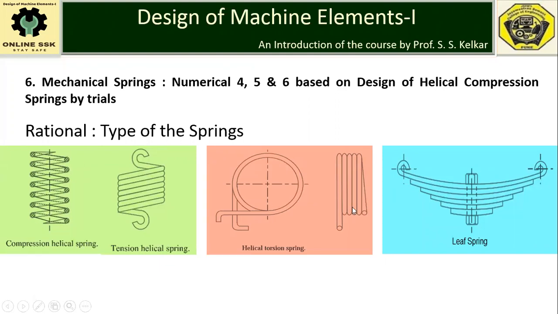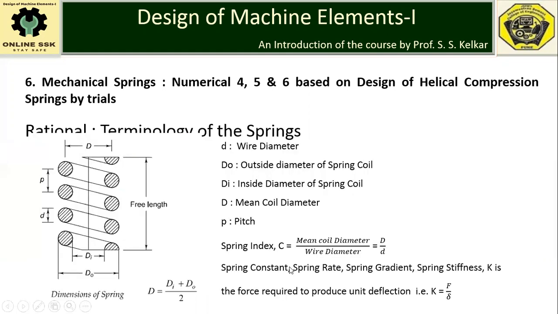Basically, three different types of springs are extensively used in mechanical applications. Of that, the first type, compression springs, helical compression springs or helical tension springs, belong to the same family of helical springs. This is the most extensively used type of spring. Then torsional springs, generally used in watches or toys, and leaf springs, sometimes also called laminated springs. Those leaf springs are used in automobiles, heavy duty automobiles.